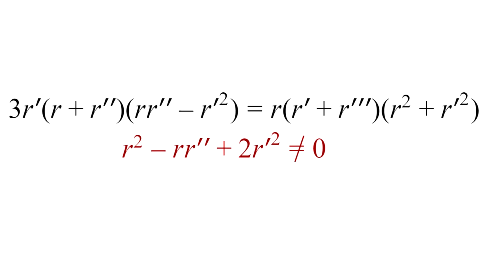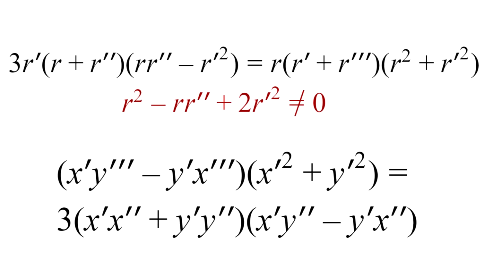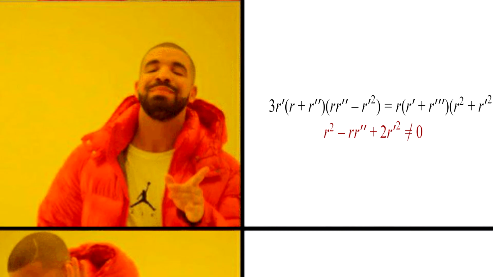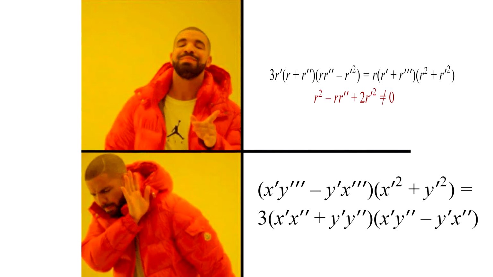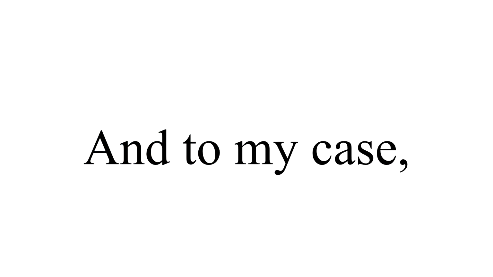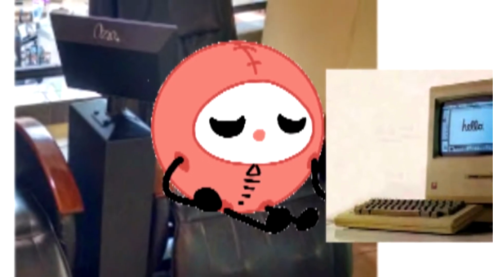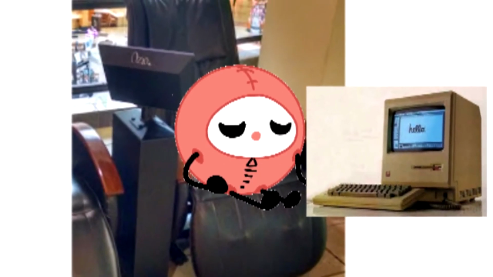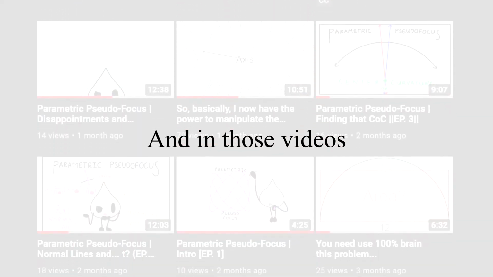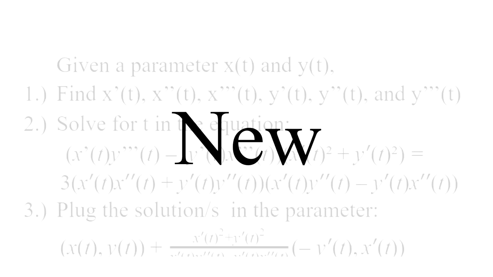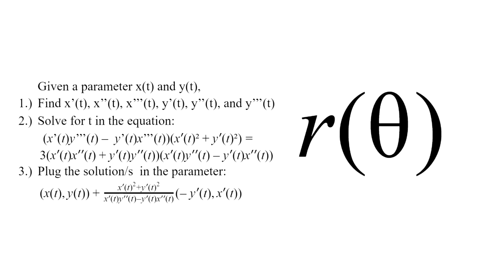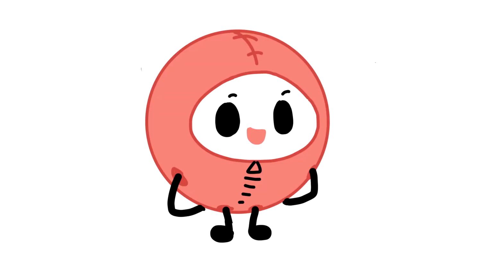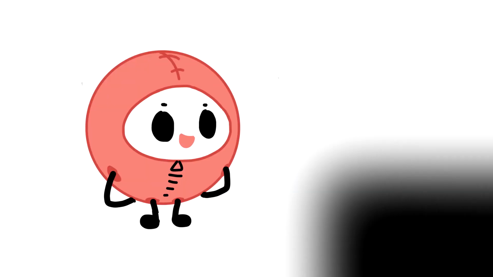But other than that, look at this, and compare it to the parametric form. Obviously, the polar form is more bearable and not tedious, and to my case, makes me feel more comfortable producing videos related to polar functions overall. And in those videos, I will be relying on the new 3-step rule that is compatible with those functions. Finally, it's now time for me to present to you the polar 3SR.